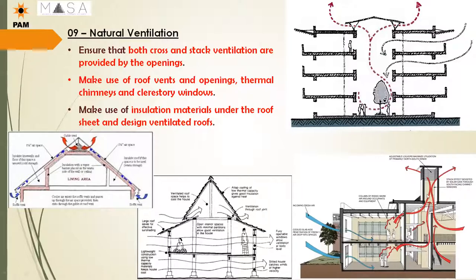So for a flat roof, it's the same thing. You can create something like a chimney effect by putting some louvers around, so that air from the entire building comes in, and then there's a space to go out. That's one of the ideas I'm sharing.